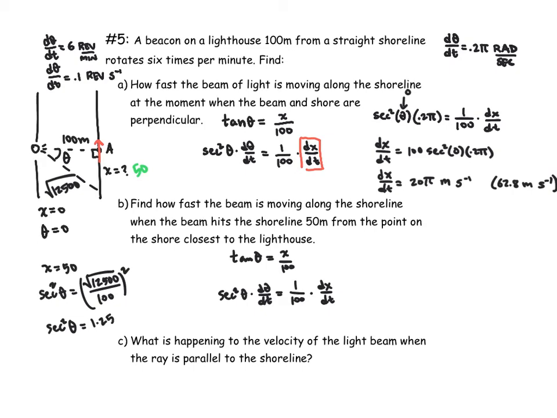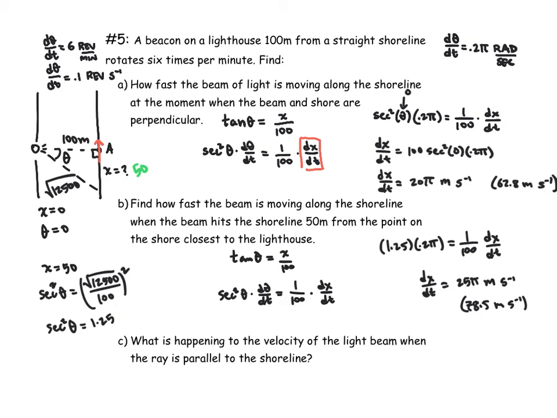Now we've got a little bit of work we can do here. If secant squared theta is equal to 1.25, and d theta dt hasn't changed, it's still 0.2 pi, and nothing has changed on the right side, then dx dt should be 1.25 times larger than dx dt in part A. So we should get 25 pi meters per second. Out to 3 sig figs, that would be 78.5 meters per second.